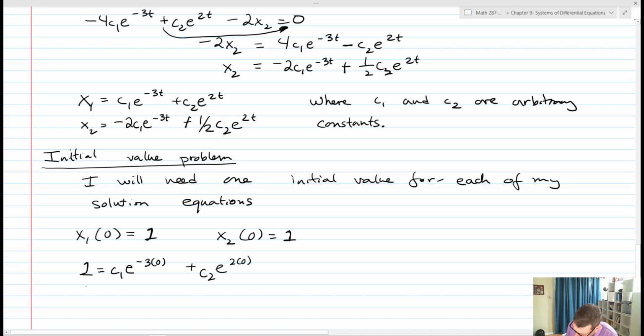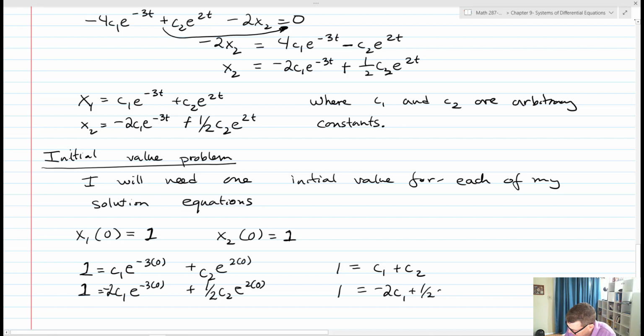Okay, and then 1 is going to equal c1 e to the negative 3 times 0 plus c2 e to the 2 times 0, and 1 is going to equal negative 2 c1 e to the negative 3 times 0 plus 1/2 c2 e to the 2 times 0. Okay, so that means that we're going to get 1 is going to equal C1 plus C2. And then we're also going to have 1 is going to equal negative 2C1 plus 1/2 C2.